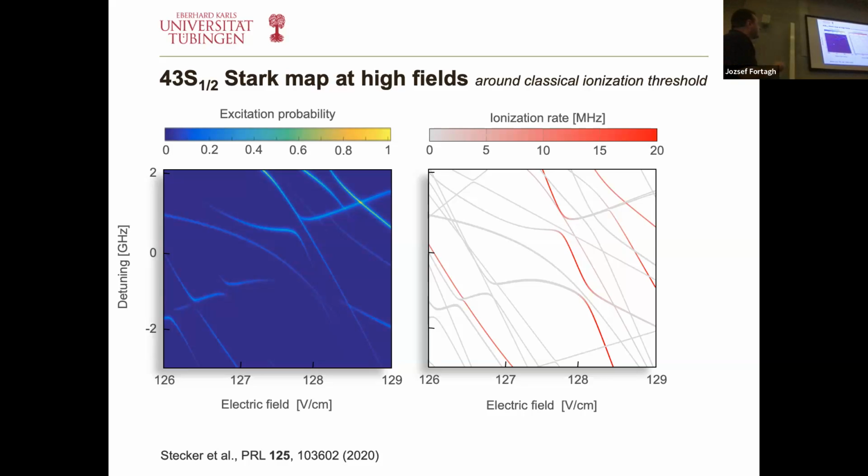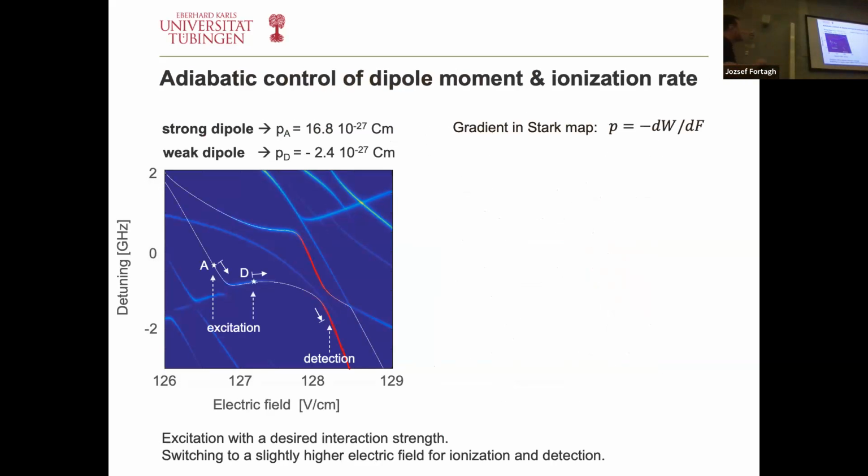And now I pick this area and overlap the two diagrams and say that, look, we can excite Rydberg atoms, for example, here at the Stark map, or here, and those two Rydberg states have a different dipole moment. The dipole moment is essentially the gradient of the Stark map with respect to the electric field. So at point A, we have a strong dipole. At point B, we have a weak dipole at high fields. And the state is long-living, it's not ionizing, so we can work with that.